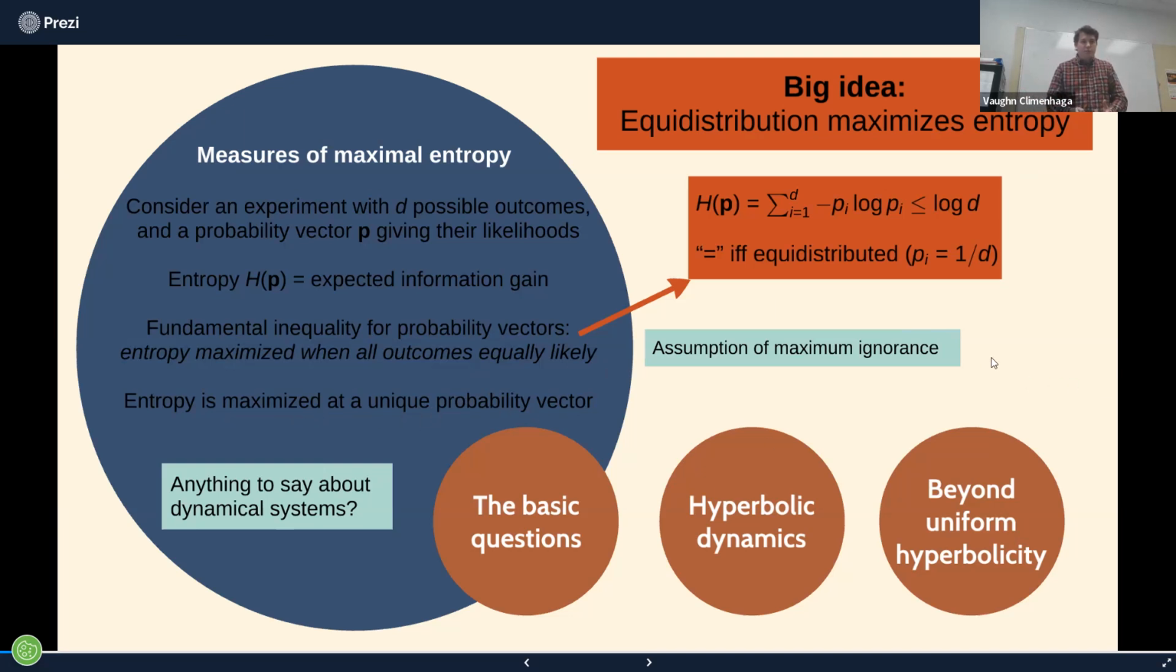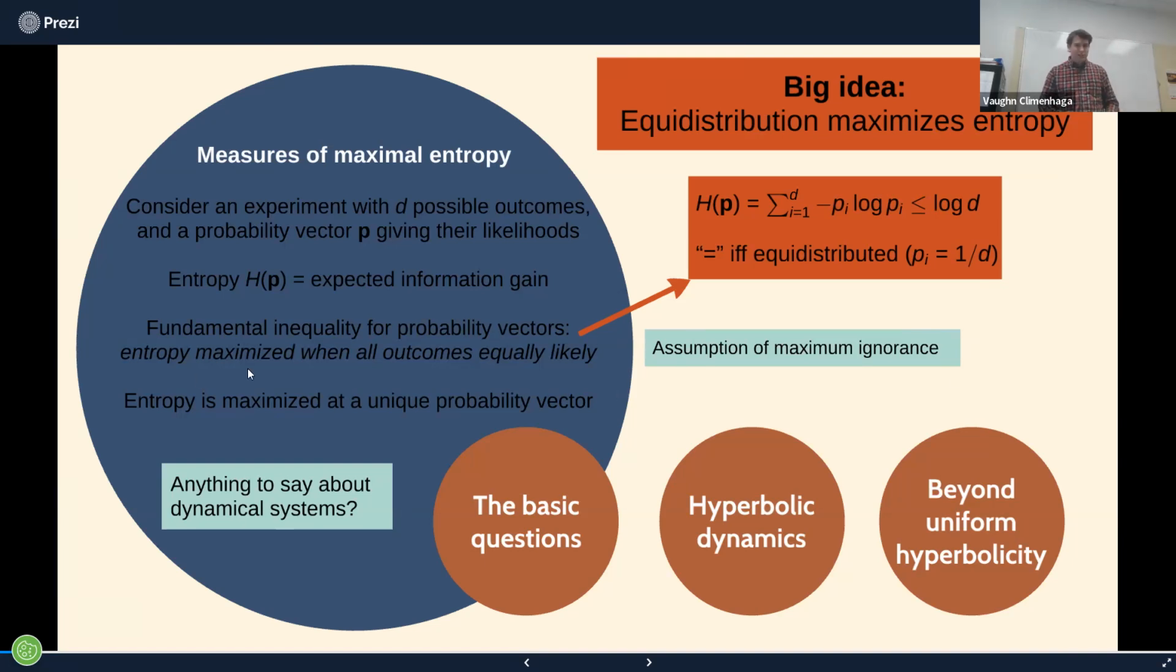The desire to maximize the entropy, okay, you may ask, why should we want to maximize the entropy? One reason is that it corresponds to an assumption of maximum ignorance. If you have an experiment about which you know absolutely nothing going in, then you sort of expect to learn the most by doing the experiment. And the more you know going in, the less you should expect to learn.